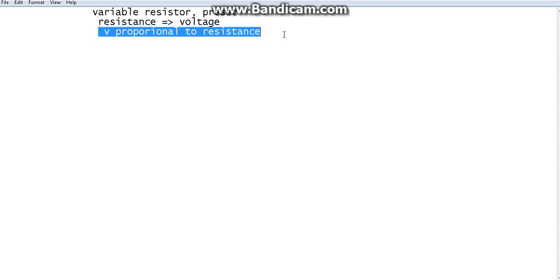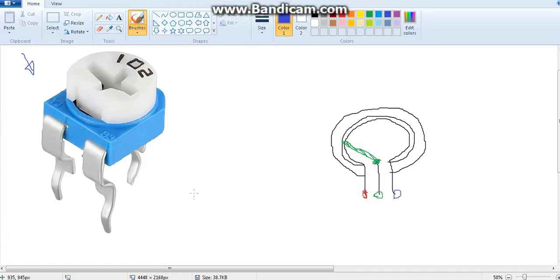Or otherwise, if you don't understand that, you can forget it. You can remember this gadget will have a resistance that can be changed manually. You can change it manually. By changing the resistance, you can also change the voltage across this device or gadget, or across this preset, okay, or across the resistor, okay? So how do you do it? This is the scenario.